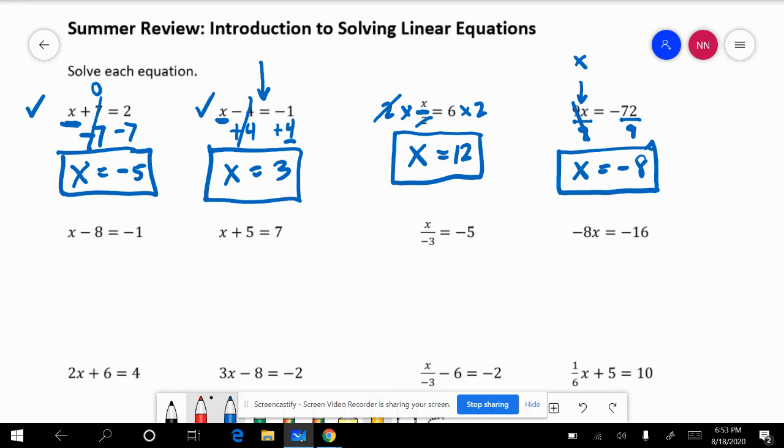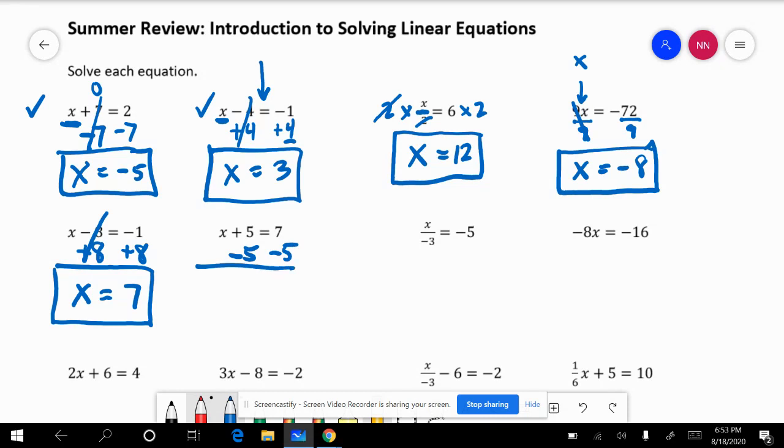Looking at the next one, subtracting 8. So the opposite operation is adding. We add 8. This becomes 0, so we isolated our variable. Positive 8, negative 1 gives us a positive 7 because the larger number is positive. For the next one, this is a positive. We're adding 5, so the opposite of adding is subtracting. So we subtract a 5. Once again, that becomes 0, so we isolated our variable. Positive 7, negative 5 gives us a positive 2.